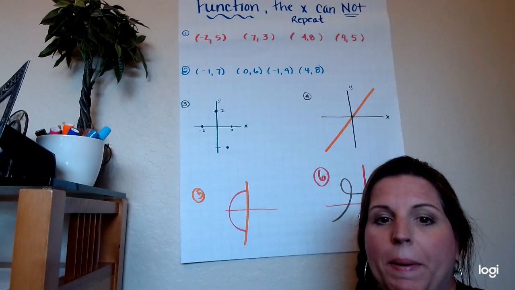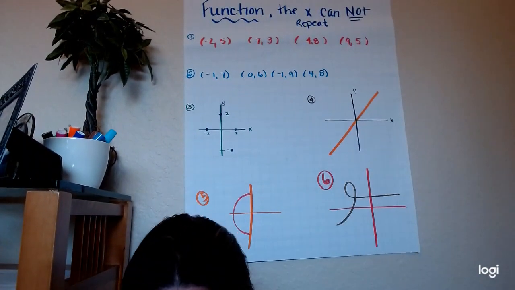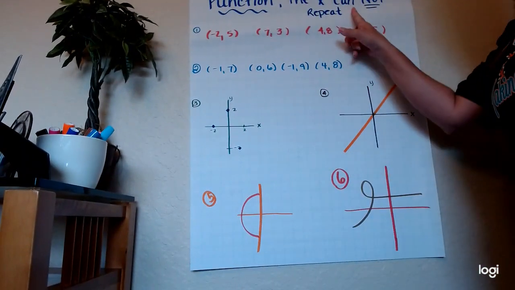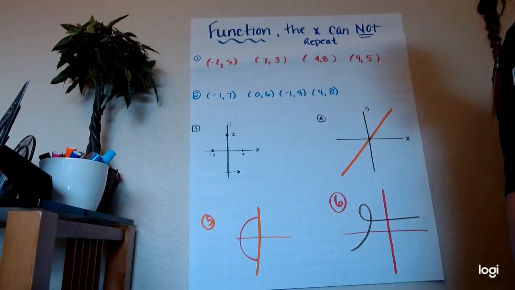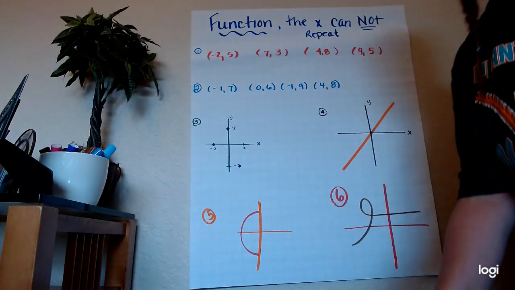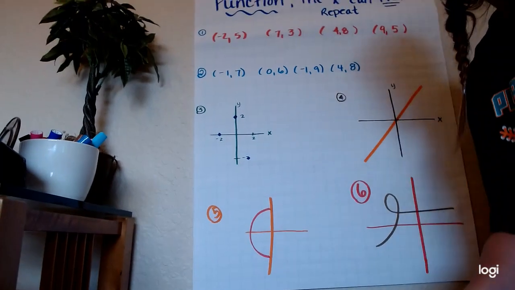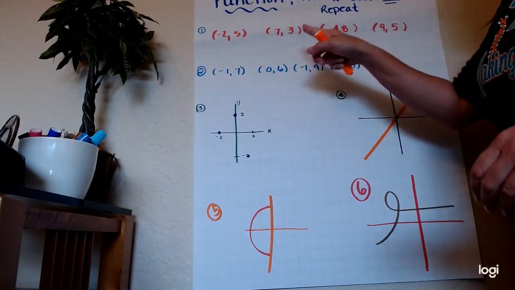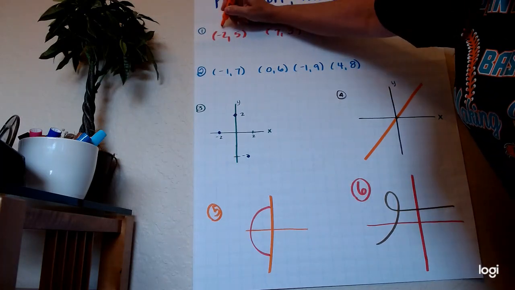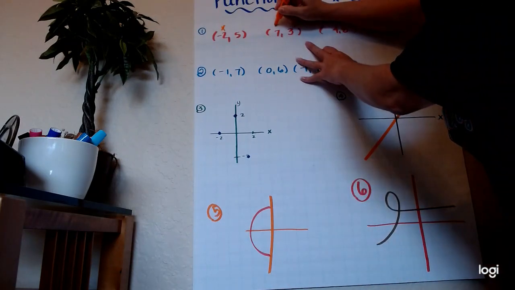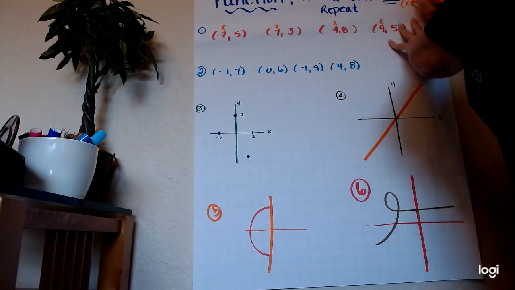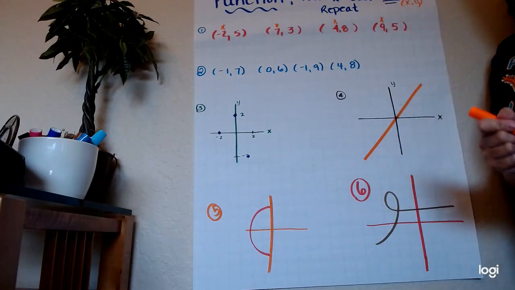Right up here, it says for something to be a function, the x cannot repeat. X cannot repeat, only y can repeat. So I have a couple examples up here for you. If you look at number one, it's showing the pairs -2, 5, 7, 3, 4, 8, and 9, 5. This is my x, this is my x, this is my x, and this is my x, because our coordinates are always listed x, then y.